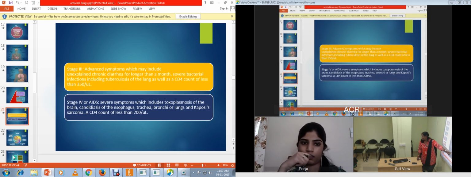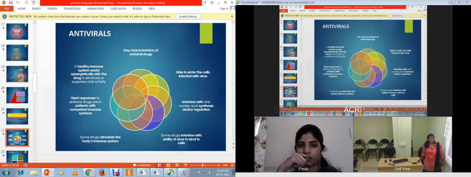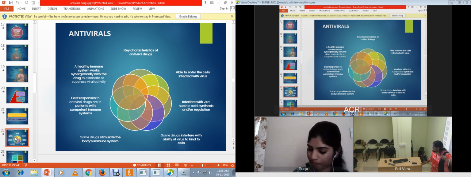Yes, all this you can see: stage 1, stage 2, stage 3, you can find the cluster of differentiation cells, how much is the count. Next, how does our antiviral act? First it is able to enter the cells infected with virus. Our antiviral enters the cell where the virus has already infected, yes. It interferes with the viral nucleic acid.